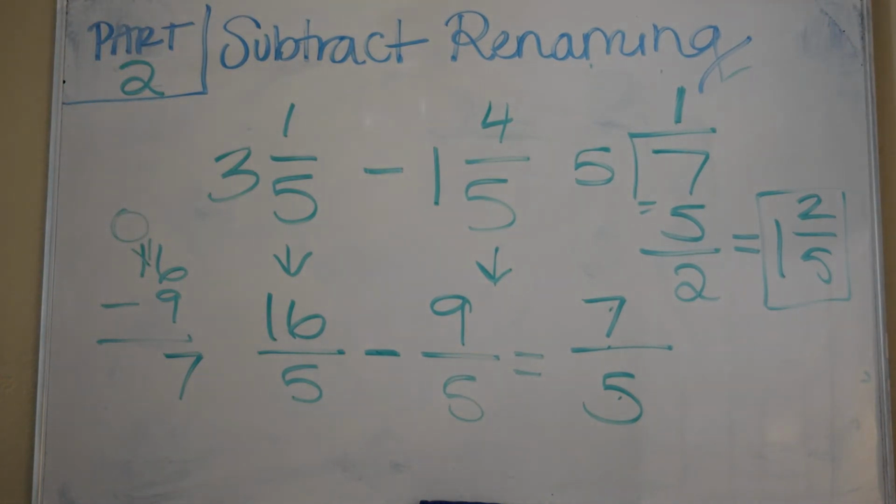So those are examples of, again, how to subtract by renaming. That means that when you're subtracting mixed fractions and you cannot subtract the numerators, you can change them by using multiplication and addition and getting a new improper fraction. Please don't forget to simplify your final answer.